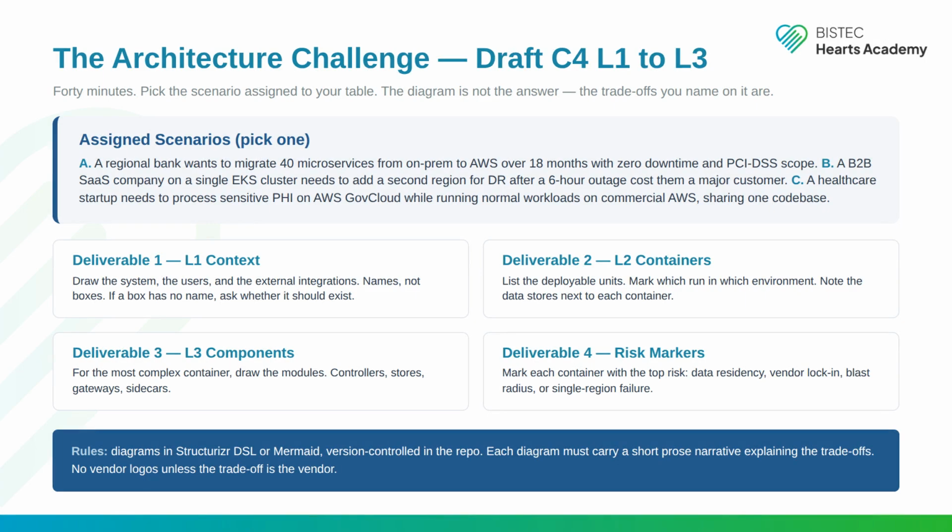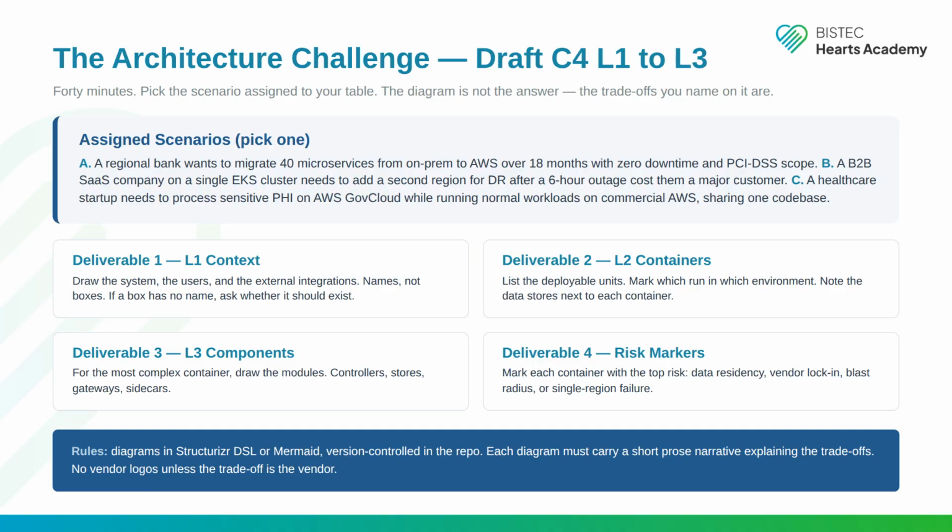40 minutes. Pick the scenario assigned to your table. 3 options. Scenario A. A regional bank wants to migrate 40 microservices from on-prem to AWS over 18 months with 0 downtime and PCI DSS scope. The constraints are regulatory and operational. The trick is the data tier: PCI scope forces separation, and zero downtime forces a strangler pattern with parallel run.